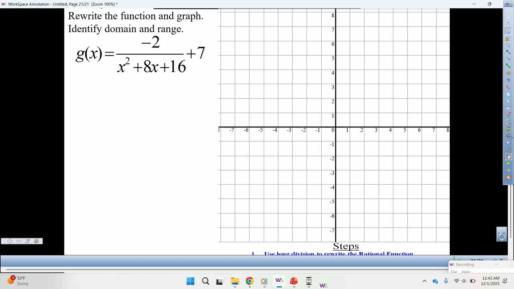G of x equals negative 2 over x squared plus 8x plus 16 plus 7. Write that down. G of x equals negative 2 over x squared plus 8x plus 16 plus 7. All right, tell your neighbor really quick the very first step. What is the first step for all of these that we've been doing? Very first step.